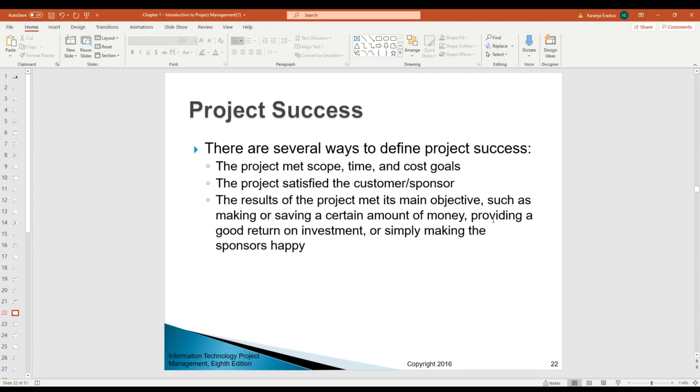So you're saving some money in the organization, or there is a return on investment, or the sponsor is just happy. So you can actually go over the scope, go over the time, go over the cost goals, and the sponsor says, okay, that's okay with me. That's still considered successful. So those are some of the ways you can determine the success of a project.